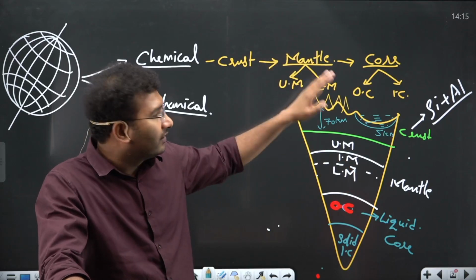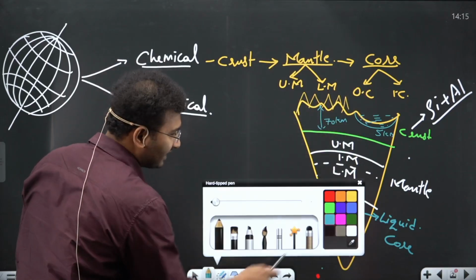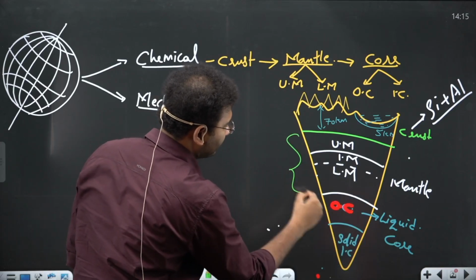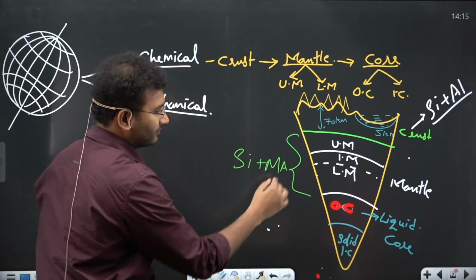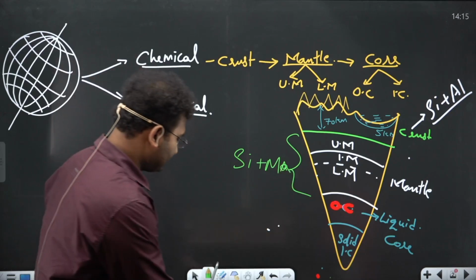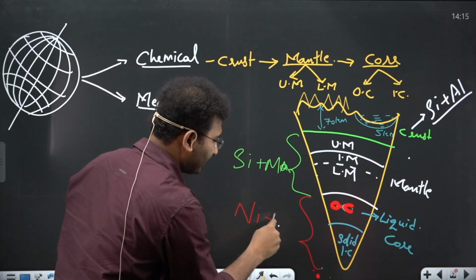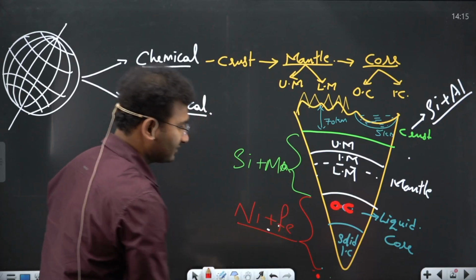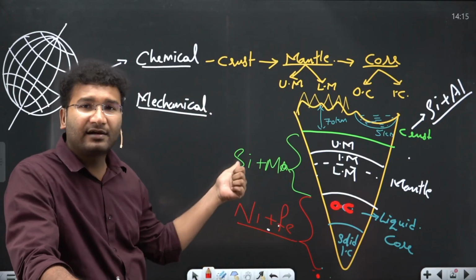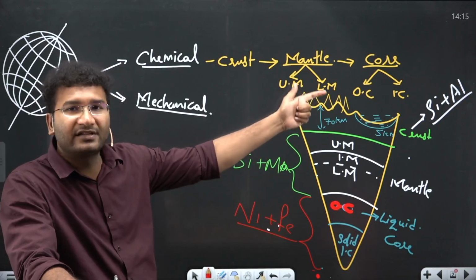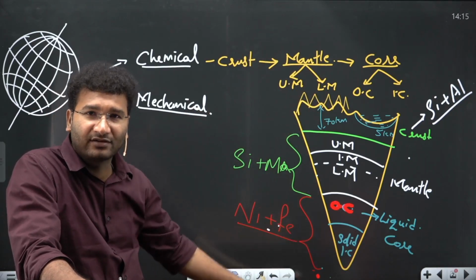Look here, your crust is made up of silica plus aluminium, whereas your mantle is made up of Sima, silica plus magnesium. Okay? Whereas your core is made up of Nife. What is Nife? Nickel plus ferrous. Nife means nickel plus ferrous. Sima means silica plus magnesium. Sial means silica plus aluminium. Now this is the chemical composition of the interior of the earth.